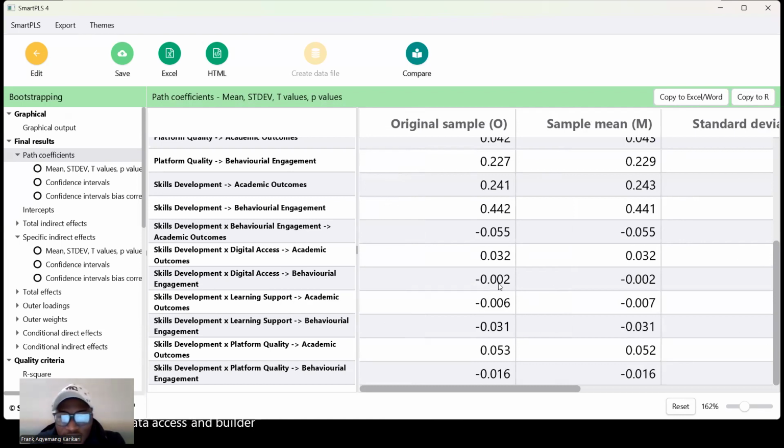The moderation is negative, right? Digital access and behavioral engagement. The moderation coefficient is negative. Now let's look at digital access and behavioral engagement, the direct effects.